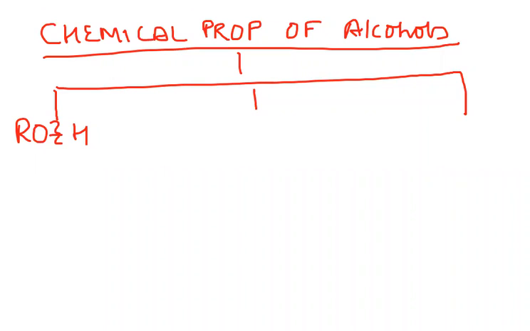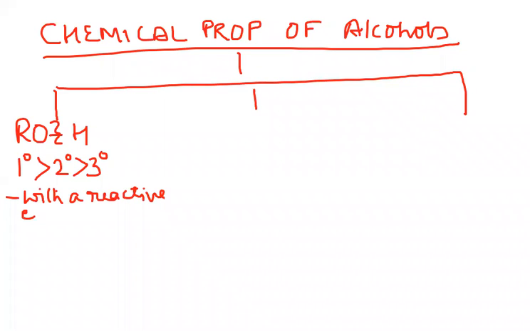Under this, we did three kinds of reactions yesterday, and the order of strength goes as primary, then secondary, then tertiary alcohol. The first reaction was the acidic nature with a reactive element, a very reactive element like sodium.